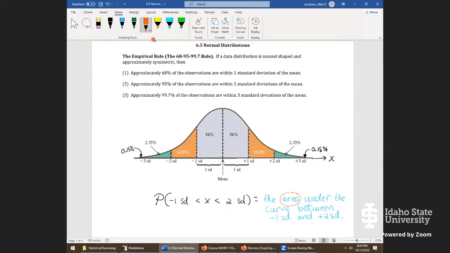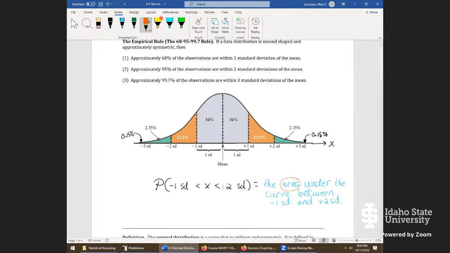So that's what our probabilities are going to turn into. And now we can answer this question right here as well. This is going to be equal to, we need to start from -1 standard deviation. So right here, we're going to go from here all the way out to +2 standard deviations. So we stop right here. And we need to take all of this area under the curve.